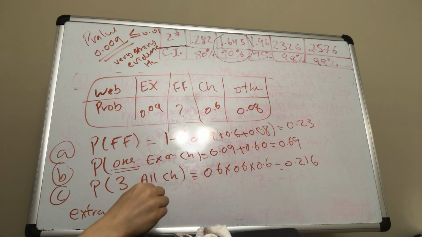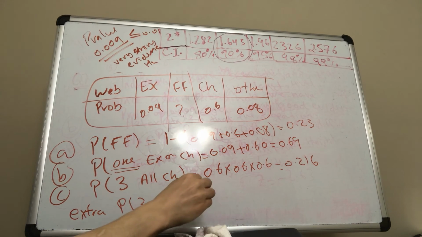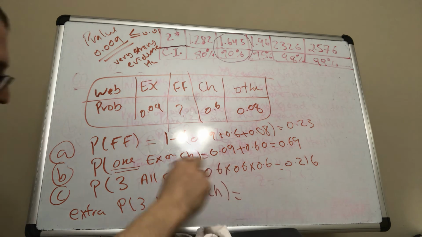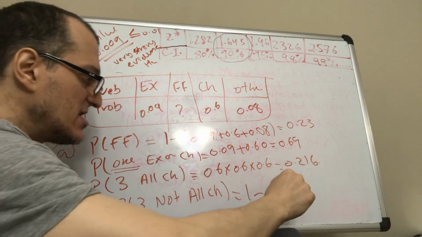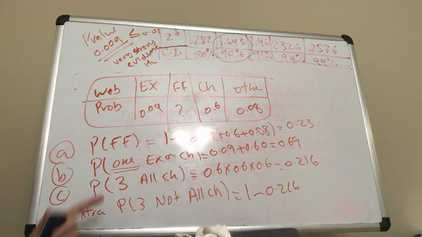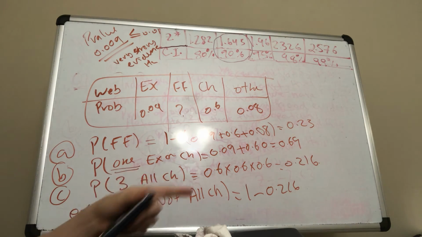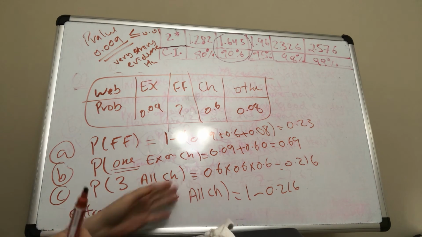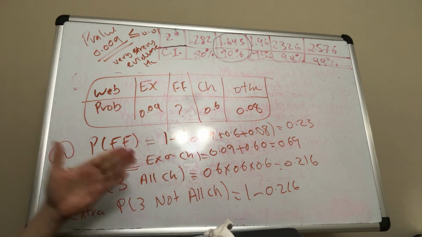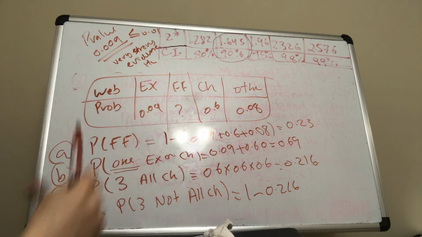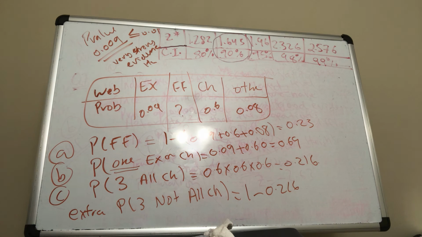What if they tell you 3, not all Chrome? So what's the probability that not all of them like Chrome? It would be 1 minus the previous answer. Because if this is the probability of all liking, then if they ask for not all liking, it would be 1 minus. They usually ask the not after doing the positive one. So you do this one, and then they'll ask you the not, then you go 1 minus. Okay, question 2 in the multiple choice.